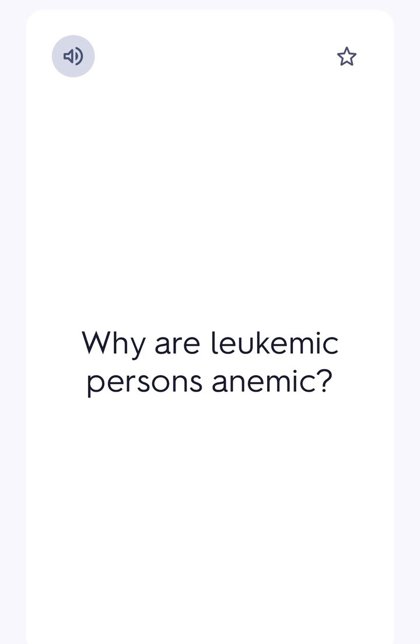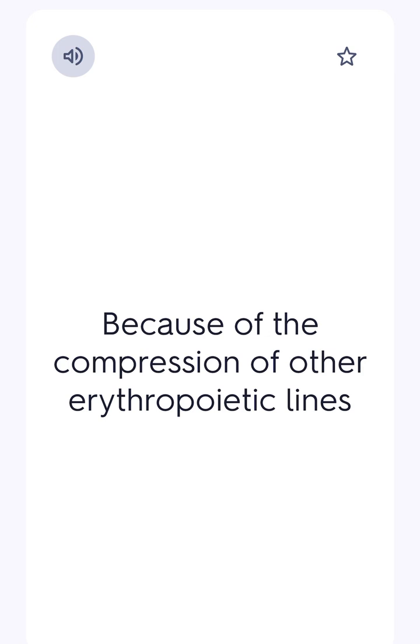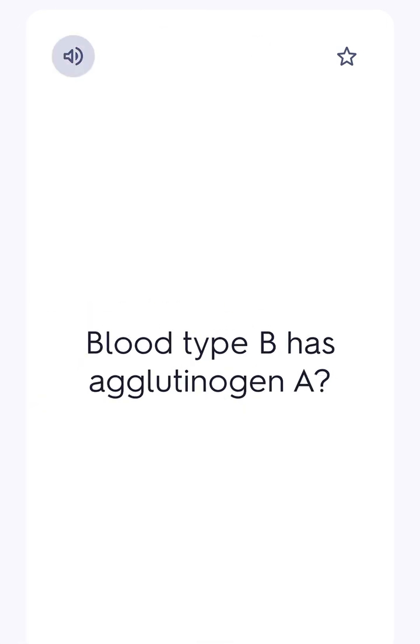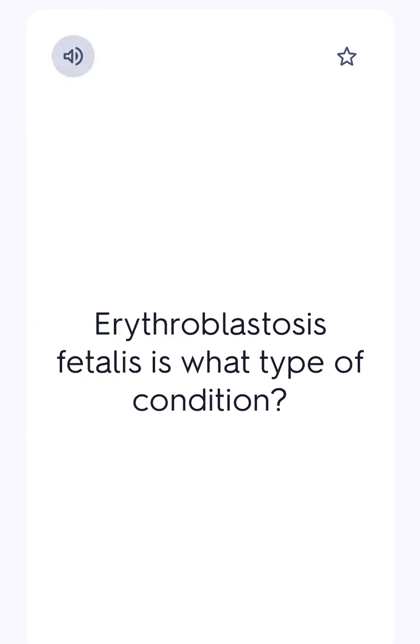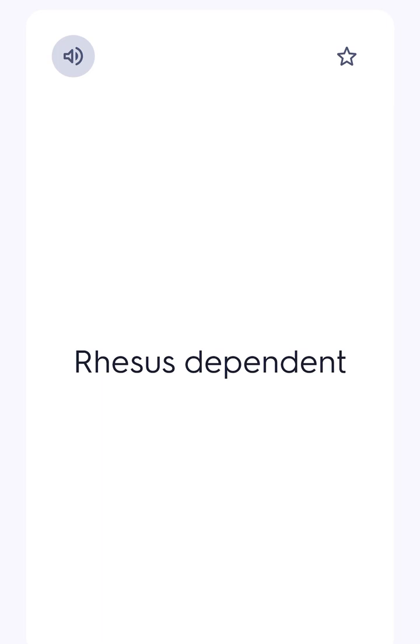Why are leukemic persons anemic? Because of the compression of other erythropoietic lines. Blood type B has agglutinogen A? False. It has agglutinin A and agglutinogen B. Erythroblastosis fetalis is what type of condition? Rhesus dependent.